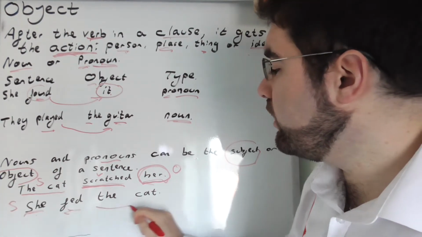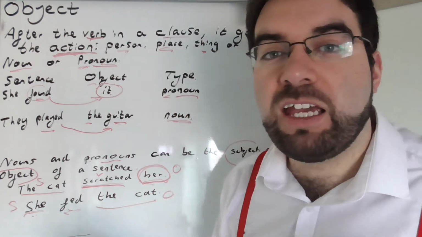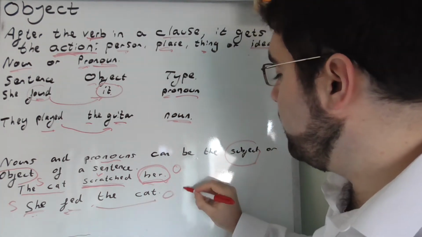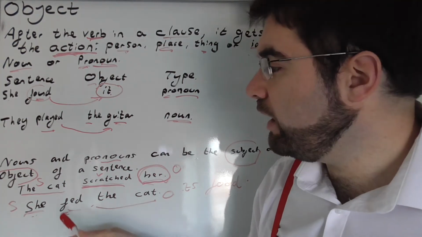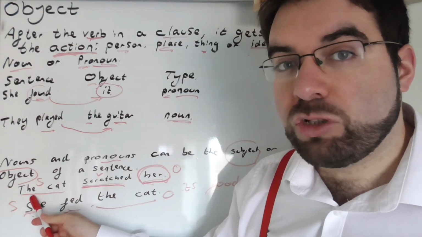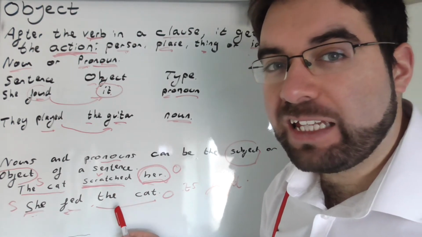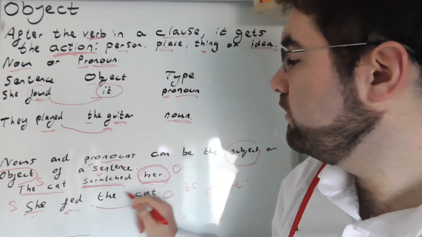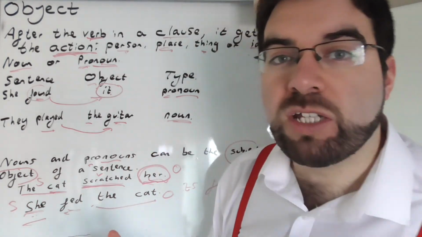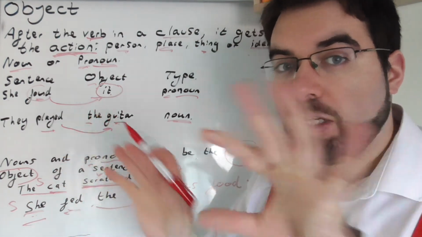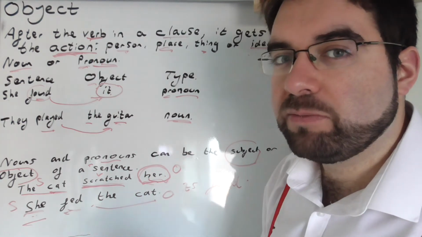She fed the cat. Object. So she fed the cat its food. Notice how in the first sentence the subject is the cat, but in this sentence the object is the cat. Pronouns, her and she, and nouns, the cat, can be subject or object depending on the sentence. So it's quite creative that way. Be conscious of that.